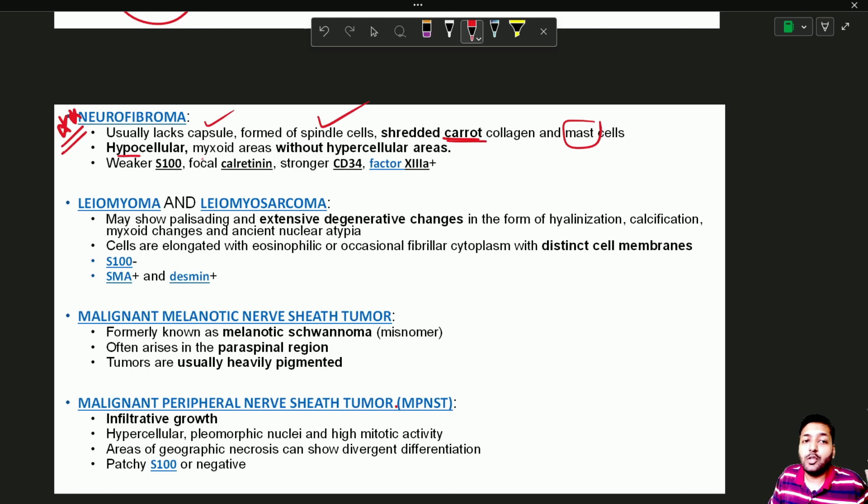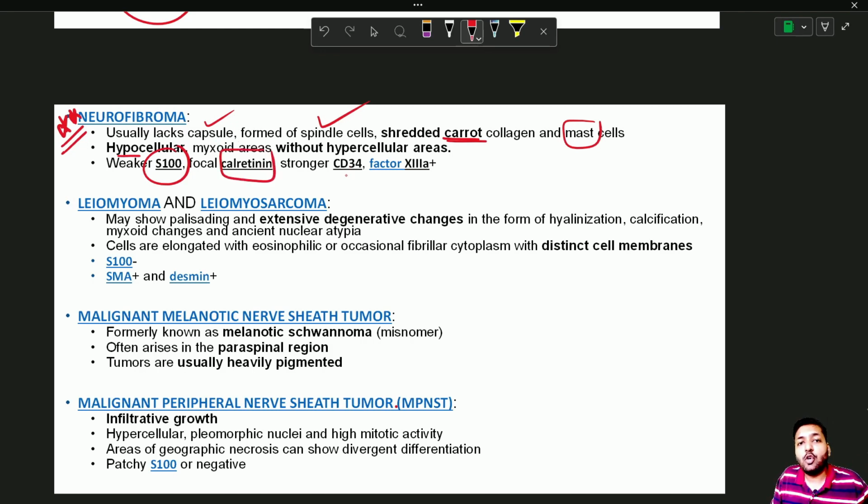Now S100, though it is positive, SOX10, though it is positive, it is not as strongly positive as in your schwannoma. So there is a weaker S100 and SOX10 positivity. Why? Because neurofibroma is not predominantly composed of Schwann cells. There are Schwann cells, but they form only 30 to 40% of the tumor. Okay, even calretinin is not strong and diffuse like your schwannoma. So there is a focal calretinin.